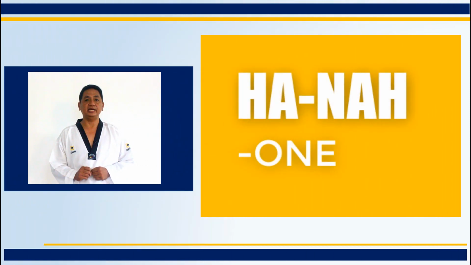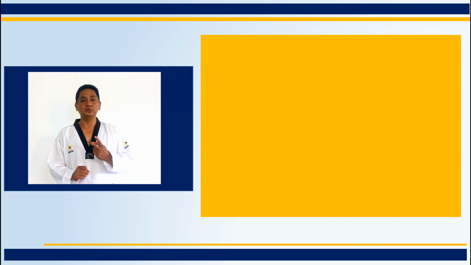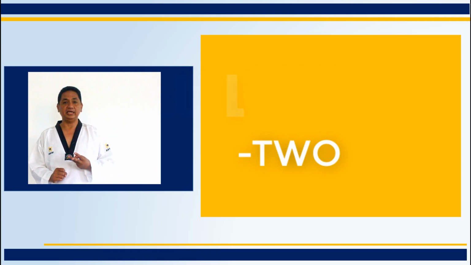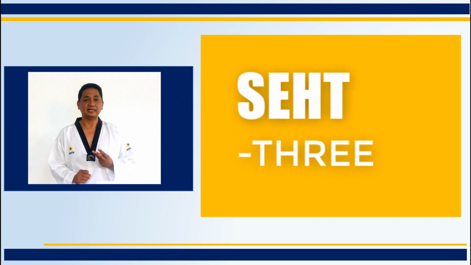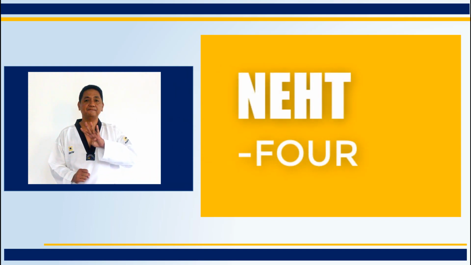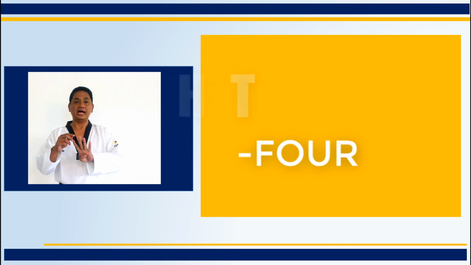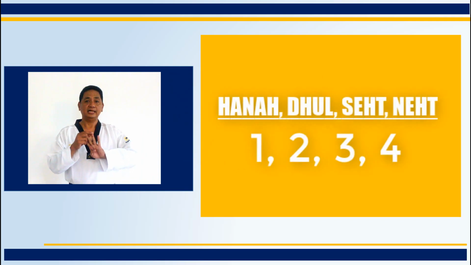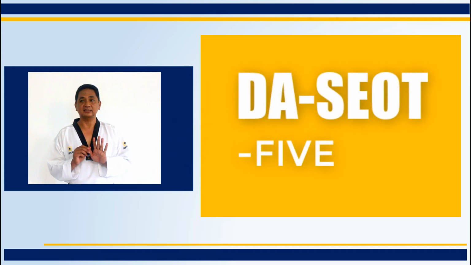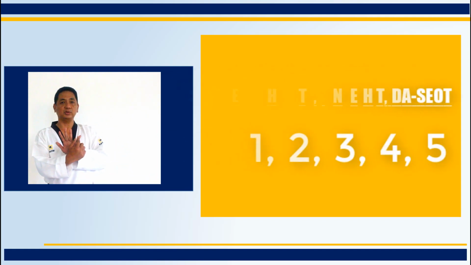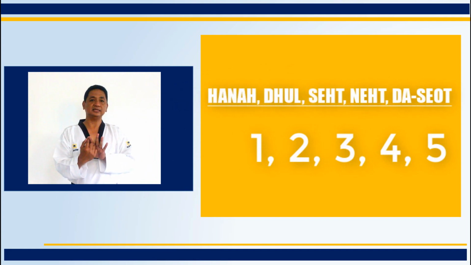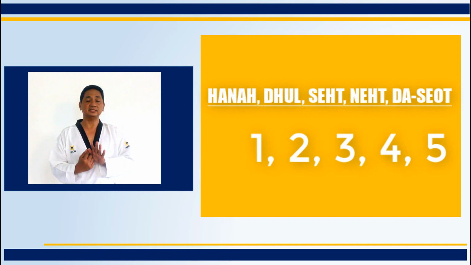One in Korea is hana. Two in Korea is dul. Then three is set. Net is number four. So when we repeat this, hana, dul, set, net, then number five is dasut. I'm going to repeat. Hana is one, dul is two, set is three, net is four, then dasut is five.